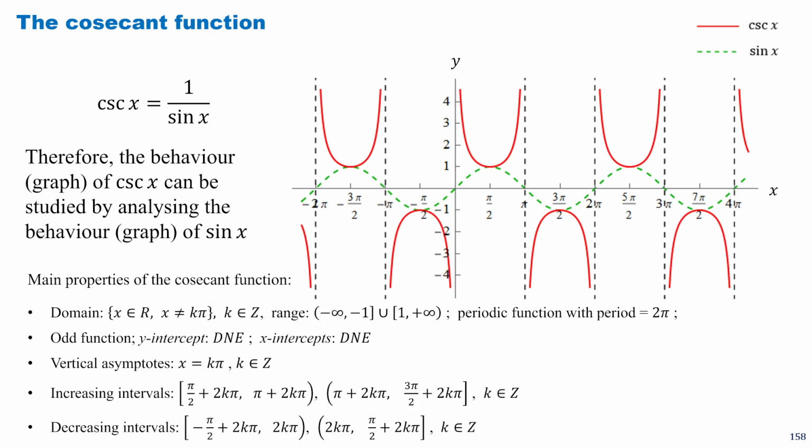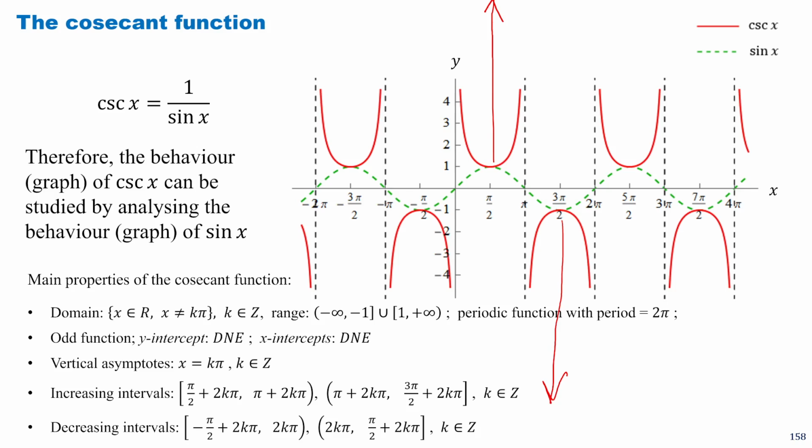So first of all, the domain is the whole real number set except at these points. X cannot be k pi, where k belongs to the integer set, because at these points the denominator will be 0. The function is not defined. The range of that function is from negative infinity to negative 1, union with 1 to positive infinity, which means these two ranges, right? These two intervals.